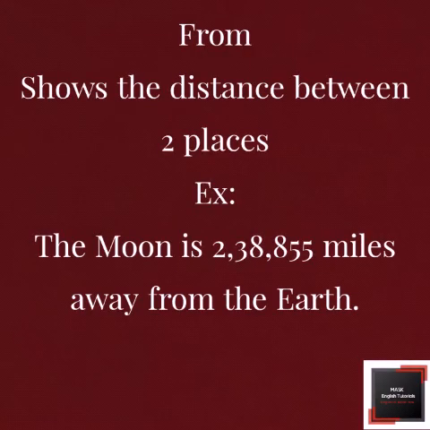Number 5. From can be used to show how far apart two places are. Example: the moon is 238,855 miles away from the earth. Here, the word from shows the distance between the two places, the moon and the earth.